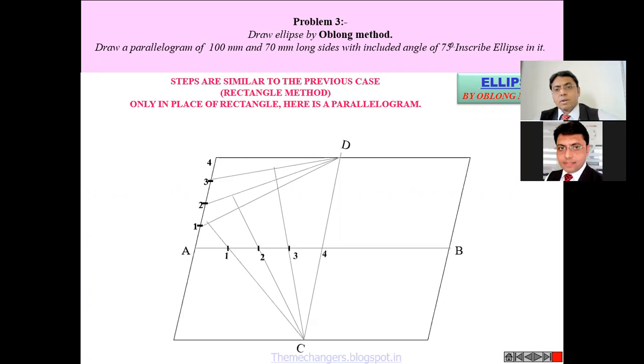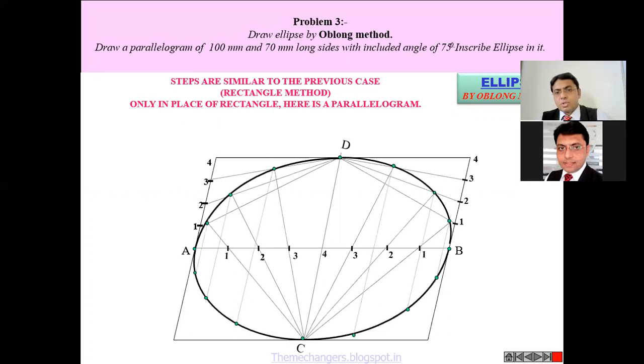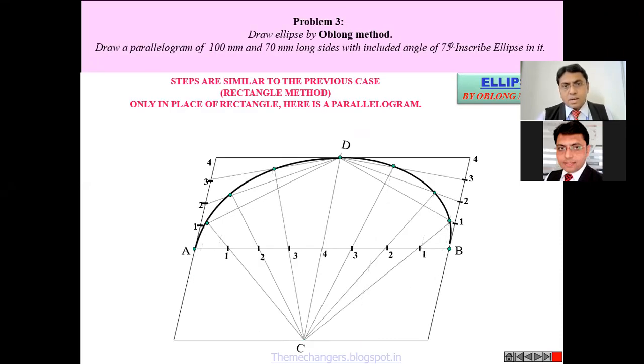That is only one of the segments. So with the help of this parallel line method, the rectangle method procedure is followed, the same as 1, 2, 3, 4 joined at D, and from the horizontal line 1, 2, 3 joined at C, and the same is going to pass through that particular part, and this parallelogram is inscribed at a 75-degree angle. So all the inclined parallel lines are going to be followed at 75 degrees. With the help of this segment, this curve is followed and completed at the end. So this is the required ellipse using the oblong method.